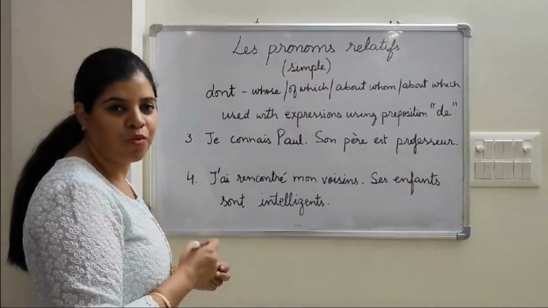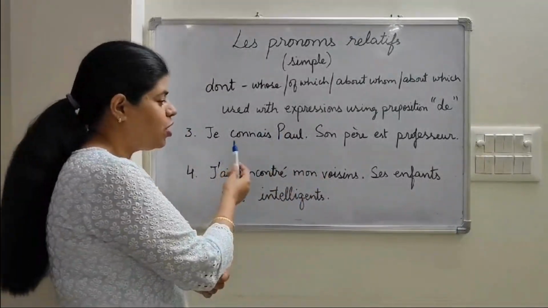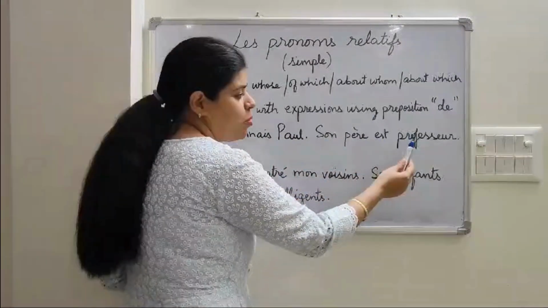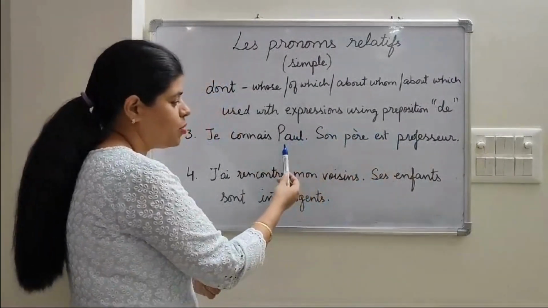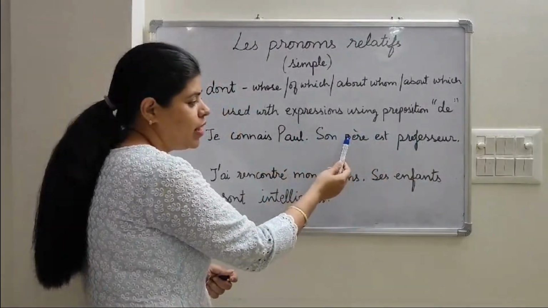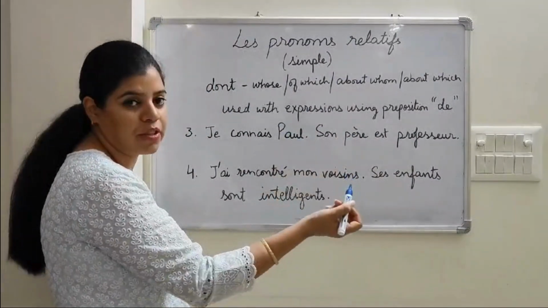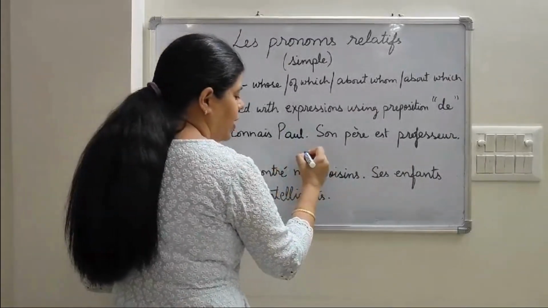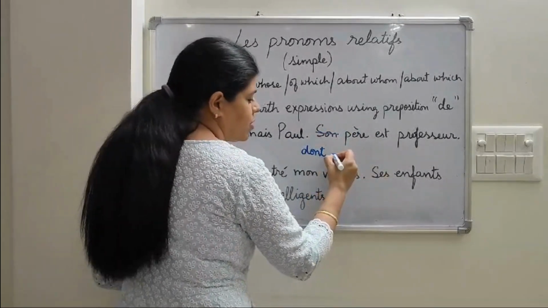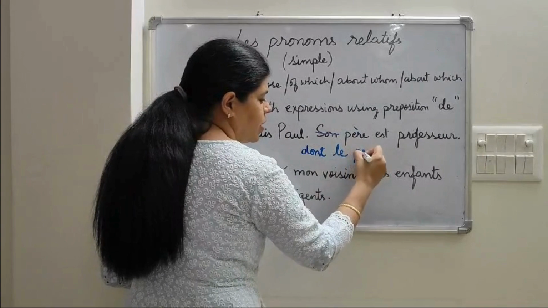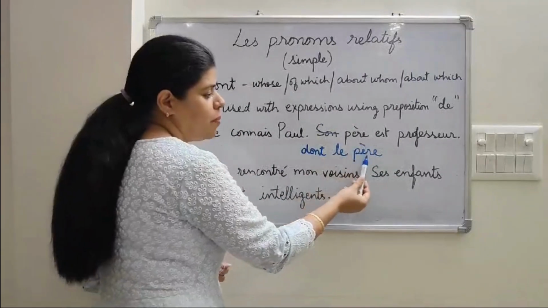We will also use dont when our next sentence begins with an adjective possessive. For example, je connais Paul, son père est professeur. I know Paul, his father is professor. Whose father is professor? Paul. So here I want to say le père de Paul est professeur. That's why here also for saying whose father is professor, I'll be using dont. And when I use dont, I'll change this adjective possessive to an article défini, and this will become dont le père. So my answer will be je connais Paul dont le père est professeur.